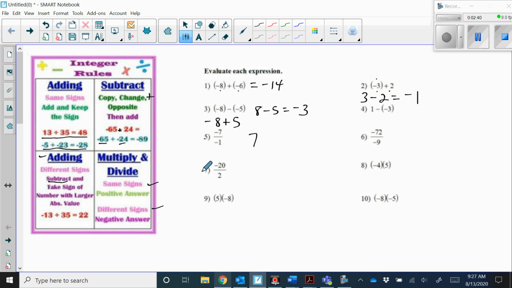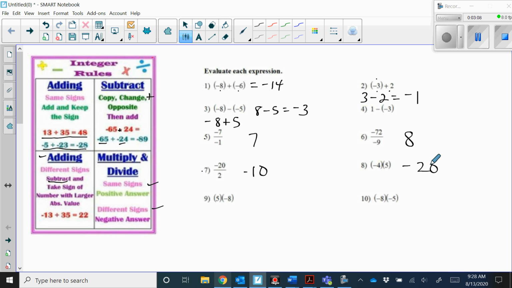For number 7, you have opposite signs. You have a negative divided by a positive. 20 divided by 2 is 10. Opposite signs, negative answer. Number 6, negative divided by a negative is positive. Number 8, opposite signs, a negative and a positive will give you a negative.